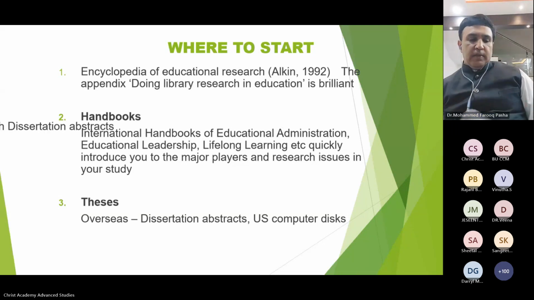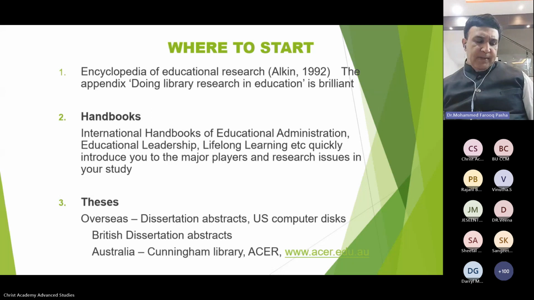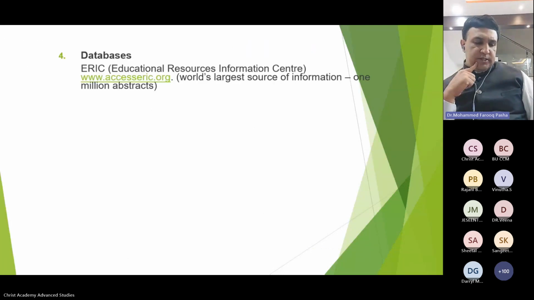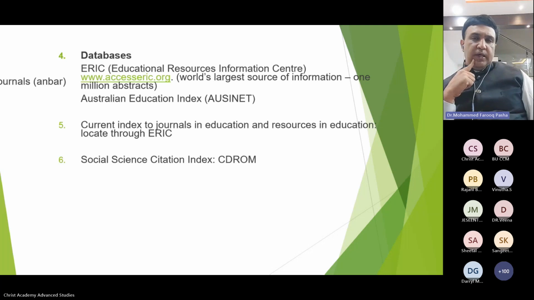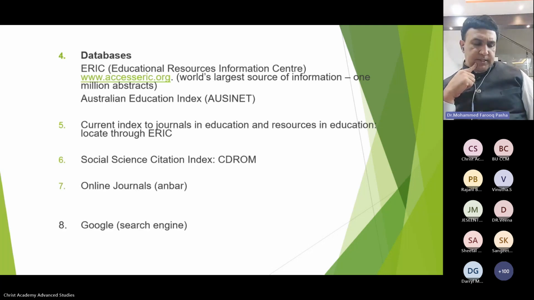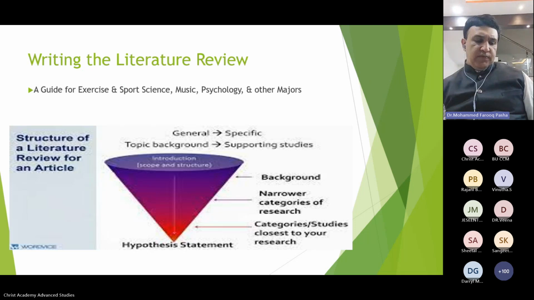Next slide, sir. Then when it comes to your database, there is Current Index to Journals in Education and Resources in Education, located through ERIC. Then Social Science Citation Index, online journals, and of course the Google search engine. These things will help you get into the actual statement or problem, or help you get into the beginning of literature. That is your literature review.